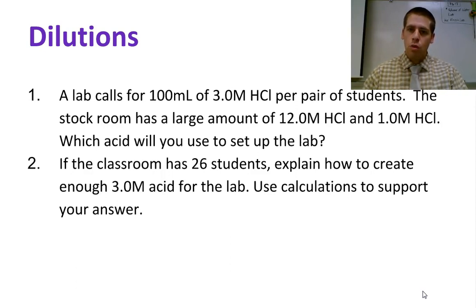Obviously, you have to use the more concentrated one. We can't make the 1 molar more concentrated than it already is. So we have to dilute the 12 molar down to the concentration that we need. Now, if we have 26 students, and remember that they're split up into pairs and 100 mL per pair, they each need 3 molar solution of acid. Calculate how much of that original stock solution, the 12 molar stuff, we are going to need in order to dilute down to the right volume and concentration. Go ahead and do that. Pause the video and do that in your notes.